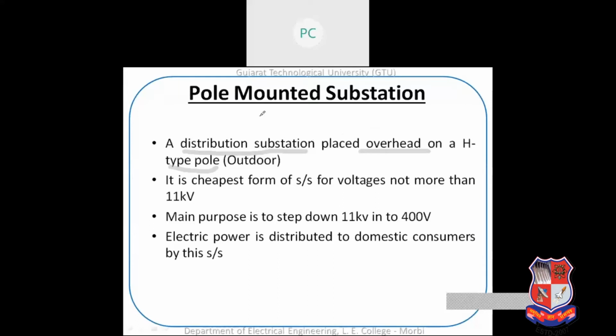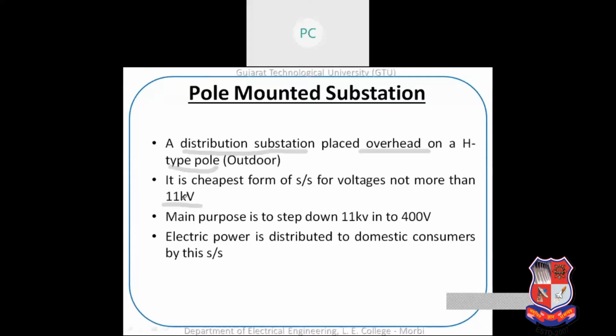So first of all you have to understand that a pole mounted substation is nothing but a distribution substation, and it is placed overhead on a specific type of pole. So this is a specific type of substation which we are placing on a pole. It is a very cheap form of substation for voltage not more than 11 kV. Now why is it so? Because the pole structure that we are using has limited capacity to sustain the weight of the transformer which we are placing over it.